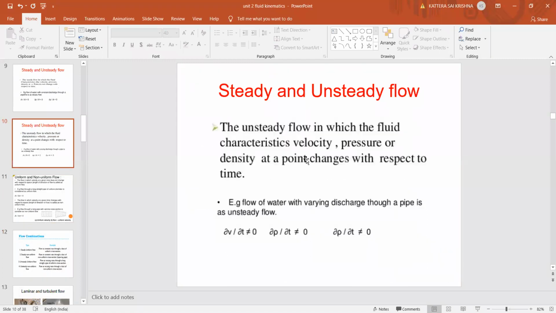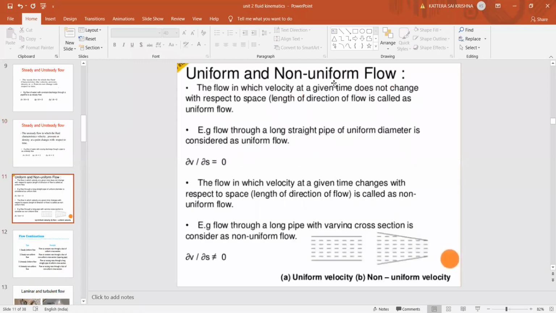Okay, next what we have is the second one, uniform and non-uniform flow. In uniform flow, if you see the images at the bottom, these are the fluid molecules which are moving here. Uniform flow is defined as that type of flow in which velocity at any given time doesn't change with respect to space, nothing but with respect to distance. Suppose this is the first position which you are checking and this is the second position which you are checking at the end.